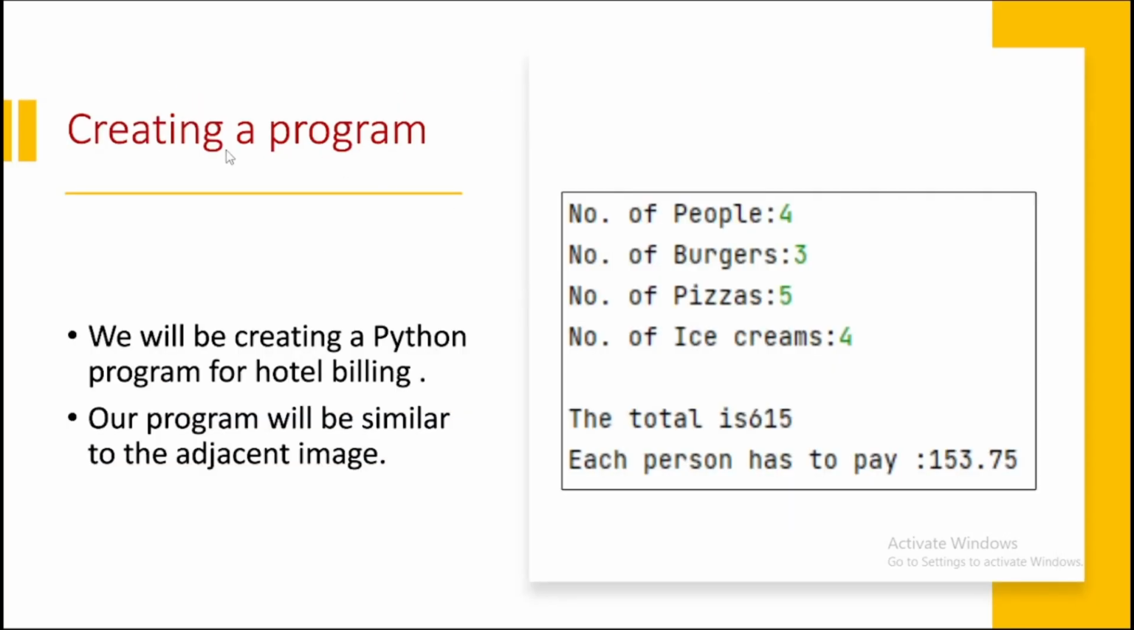Now let us start creating a program. We'll be creating a billing program for hotels. So as you can see, it asks the number of people and the items, such as burger and ice cream and pizza, and then it gives the total and it tells how much each person has to pay.